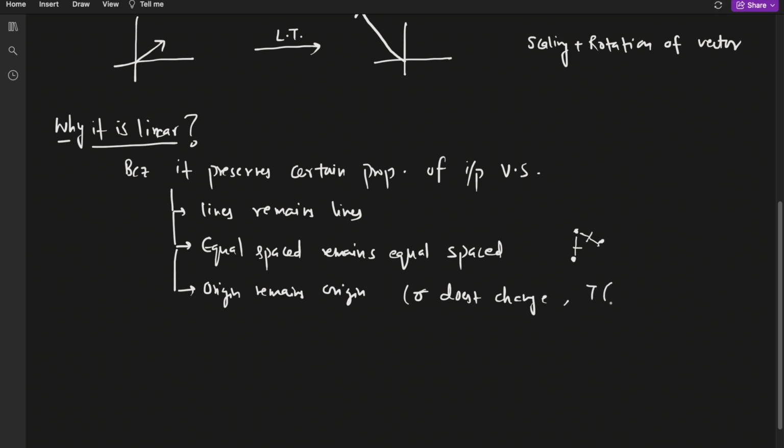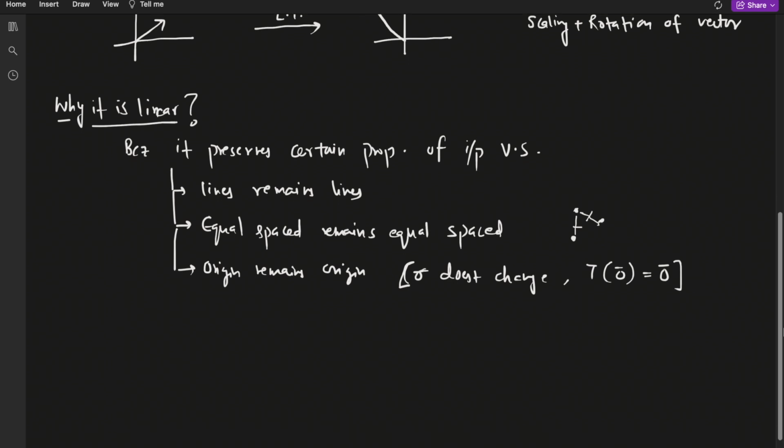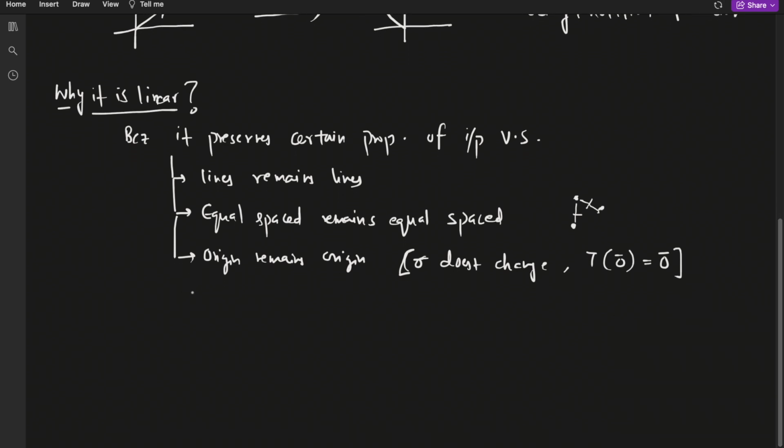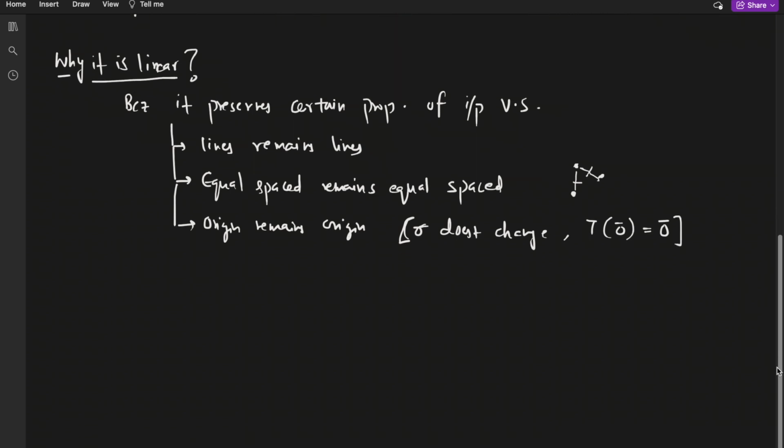Or we can also say that T of 0 is still 0. So only these three conditions, because these three properties are preserved. That's why it's a linear transformation. If any of these properties is violated, then it is no longer a linear transformation. That is very important to remember. All right, so I think this is the refresher I needed to give in the starting few minutes. Now I will take you to today's lecture, how matrices are connected to linear transformations.